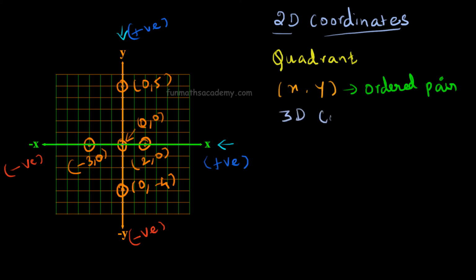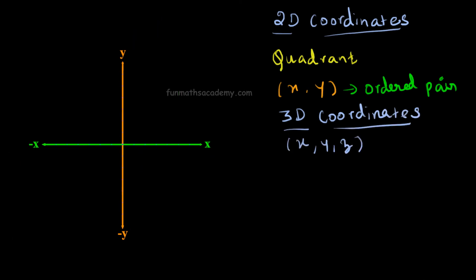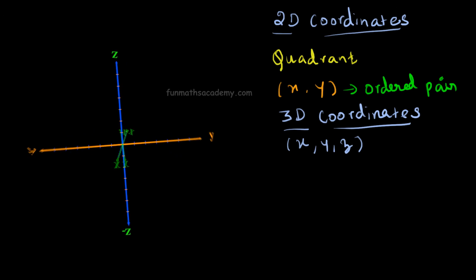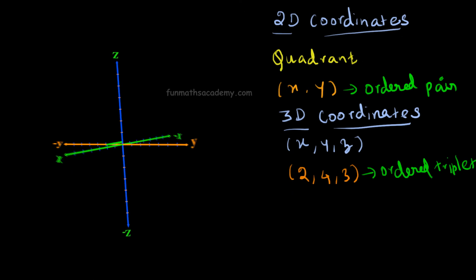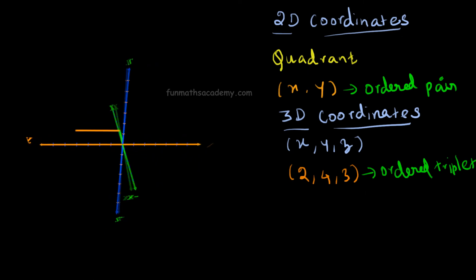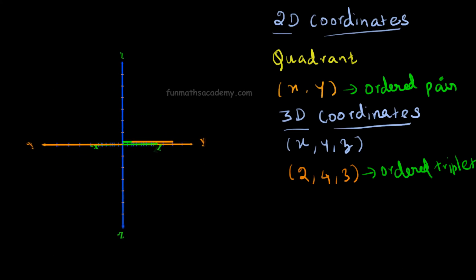Now, let us jump into today's topic, which is the 3-dimensional coordinate point. Apart from x-axis and y-axis, let us draw a third axis which will be perpendicular to both x and y-axis, and we shall name it as z-axis. Now, where will you plot the ordered triplet (2, 4, 3)? In this triplet, 2 denotes the distance from x-axis, 4 denotes the distance from y-axis and 3 denotes the distance from the z-axis.